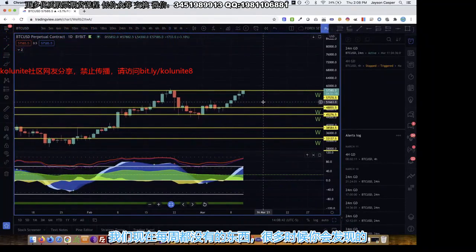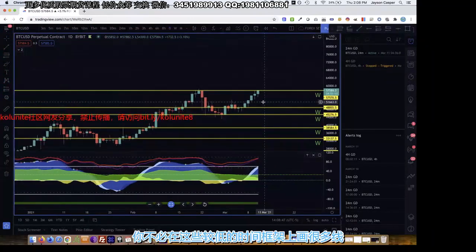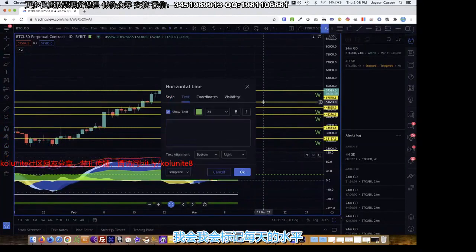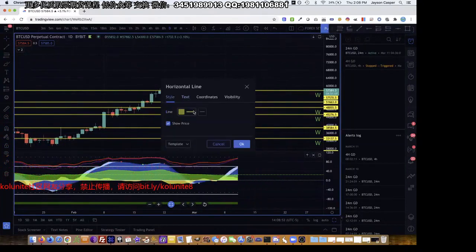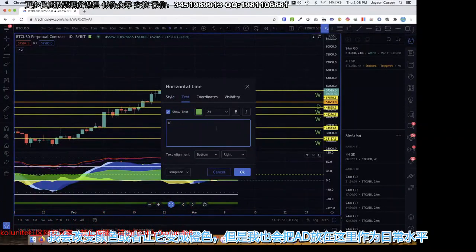Now, a lot of times you're going to find that you don't have to draw a lot of lines on these lower time frames. I see one right here. I would mark it as a daily level. I'll change the color, I'll make it orange, but then I'll also put a D here for the daily level.